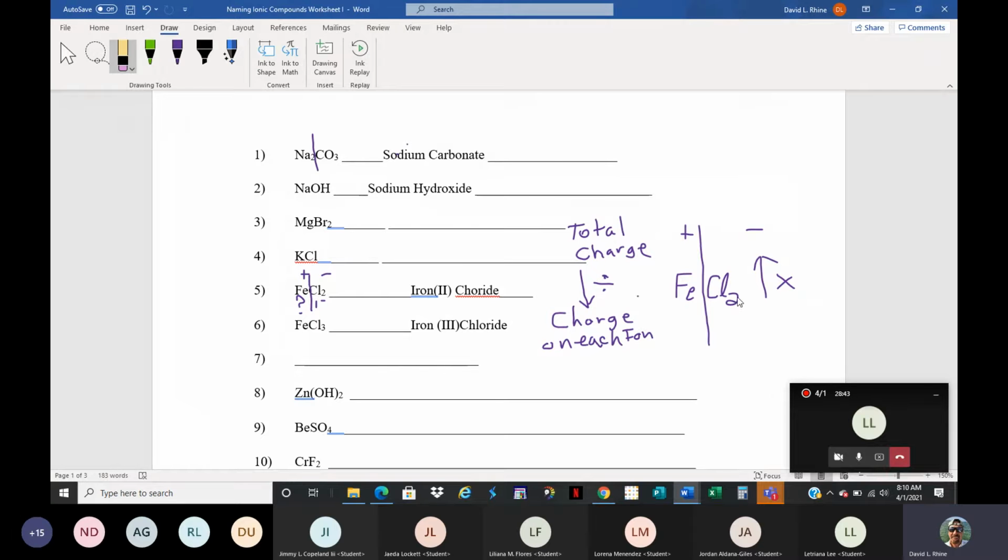Now I'm going to show you this process for iron 3 chloride. And what we need to do is find out what we want to know. We need this value. We need to figure out what the charge is on each iron ion that's present. And we know from the formula there's just one iron ion present, but we need to figure out what its charge is.